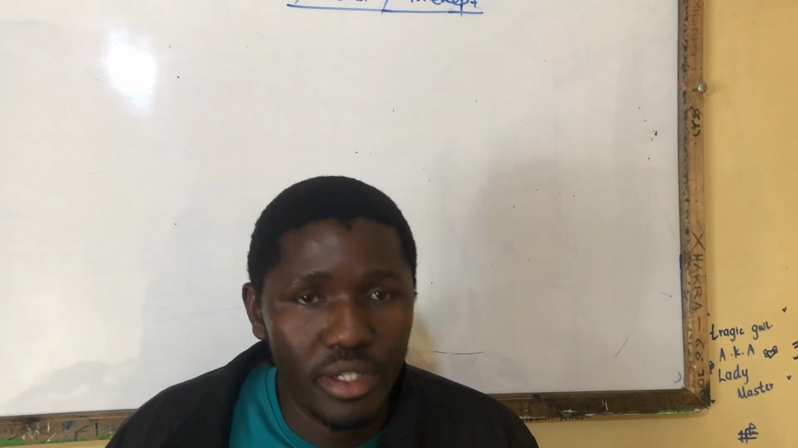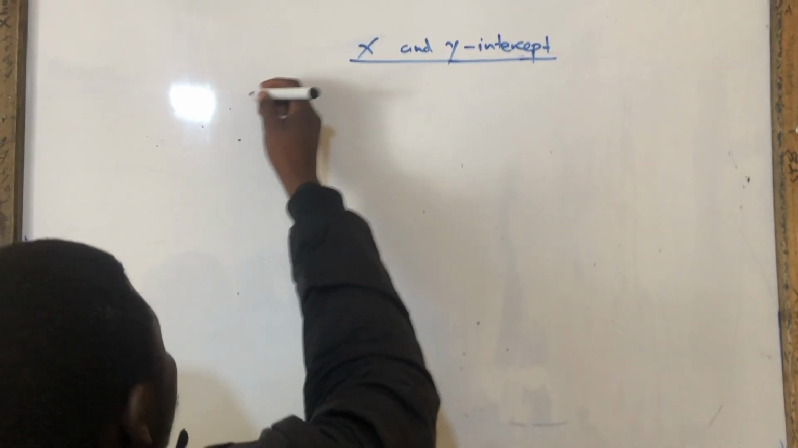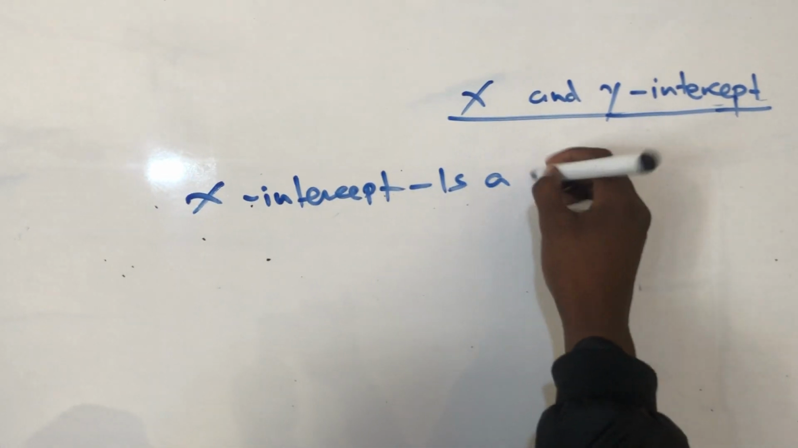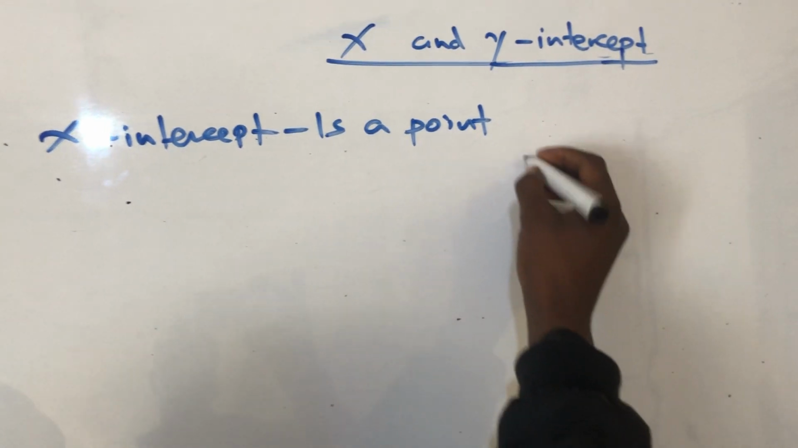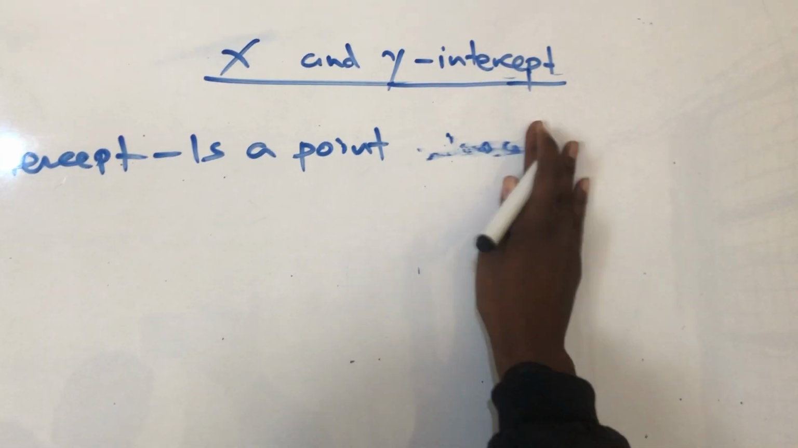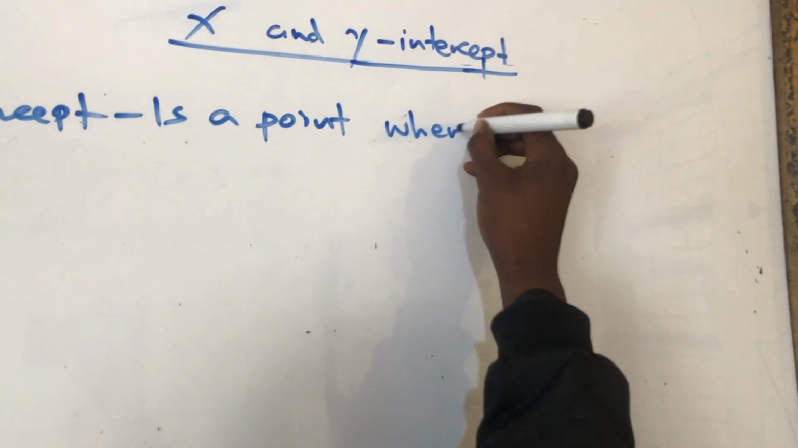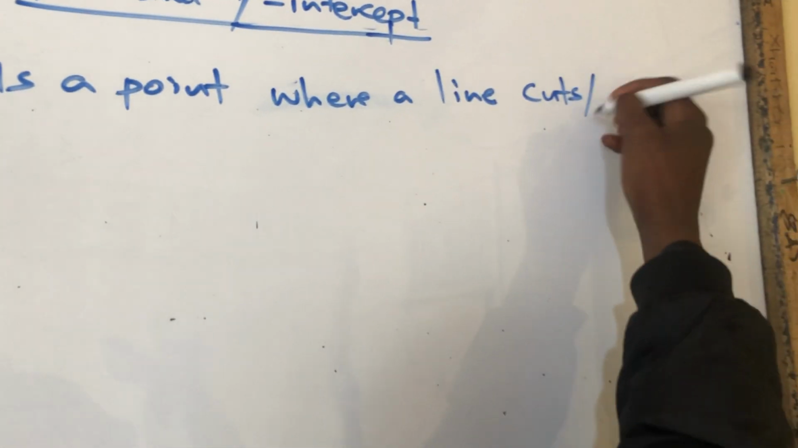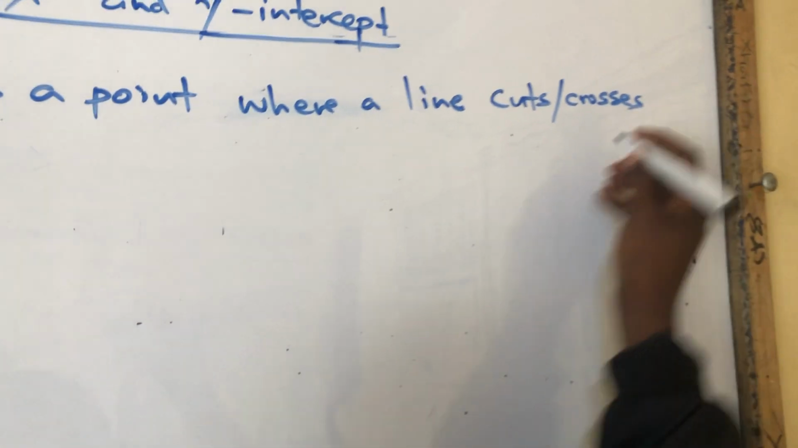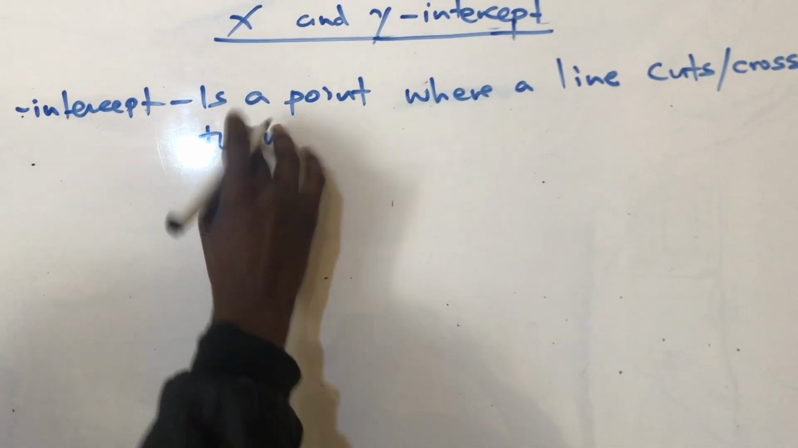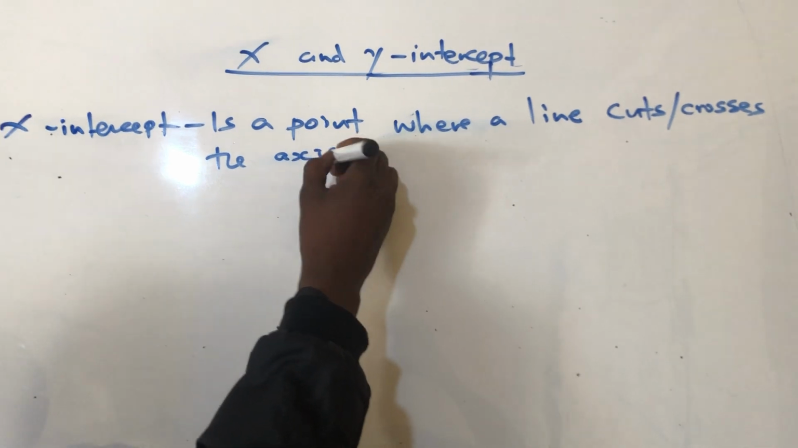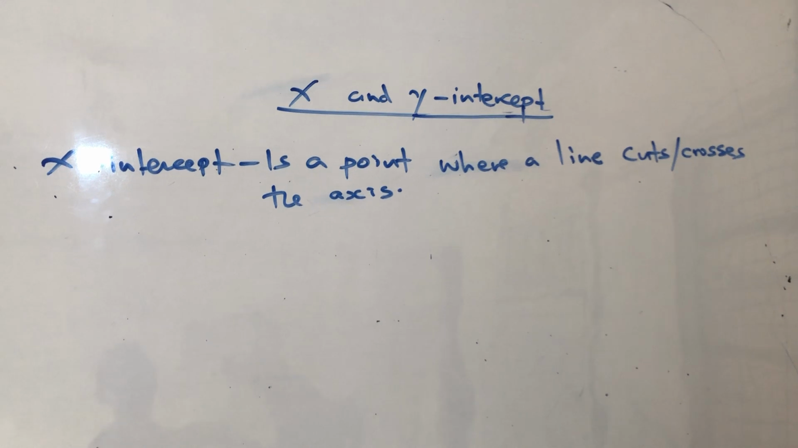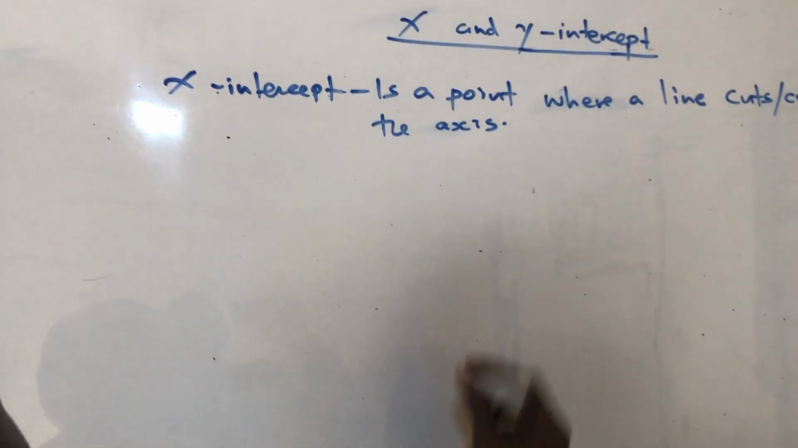What is x-intercept? X-intercept is a point where a line cuts or crosses the x-axis. It is a point where a line cuts or crosses the x-axis.